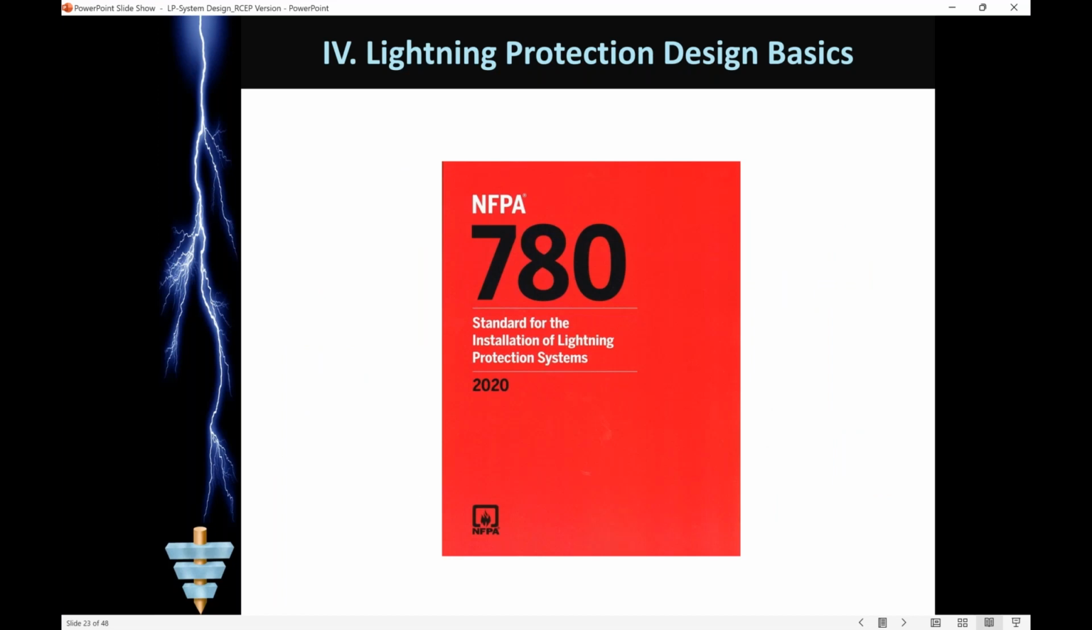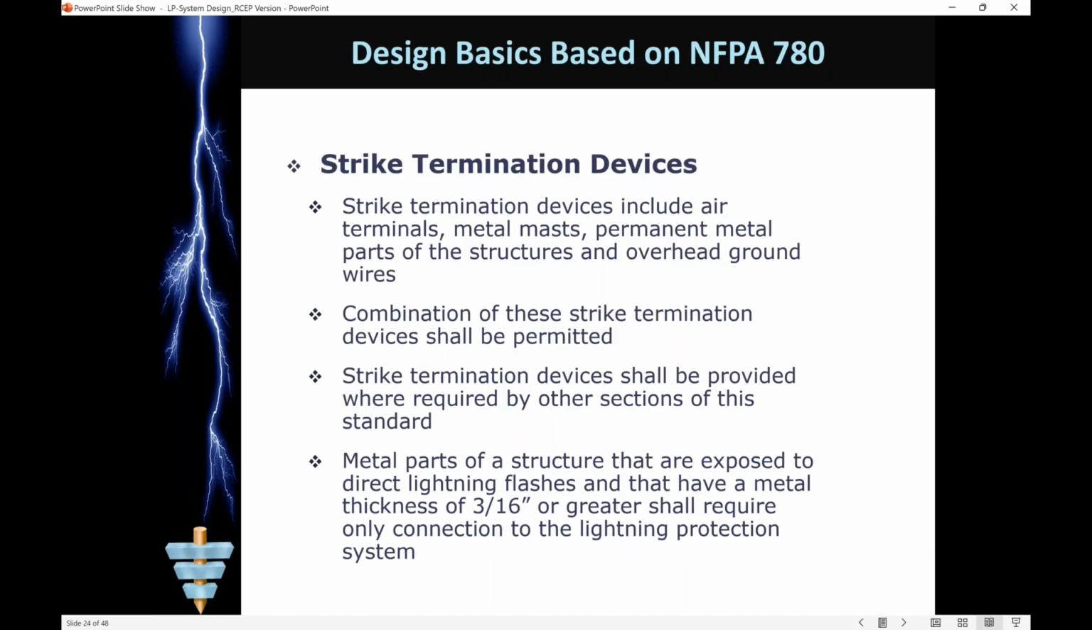Lightning protection design basics. Again, we are reiterating the point that we use NFPA 780 for the basis of our standards and design. Strike termination devices. A strike termination device includes terminals. Air terminals is the common term that is used out in the field, but also masts, permanent metal parts of structures, or overhead ground wires can be used as strike termination devices. Combinations of these strike devices shall be permitted.